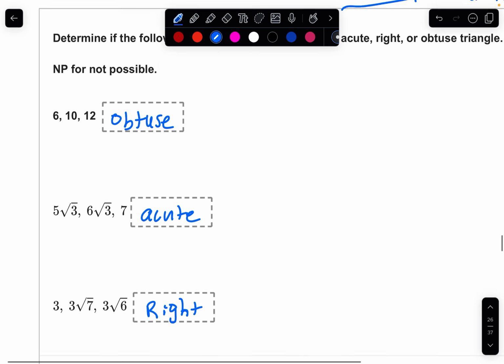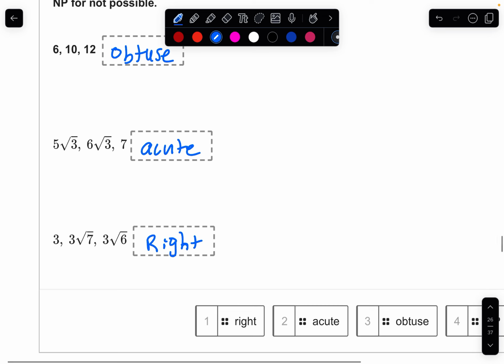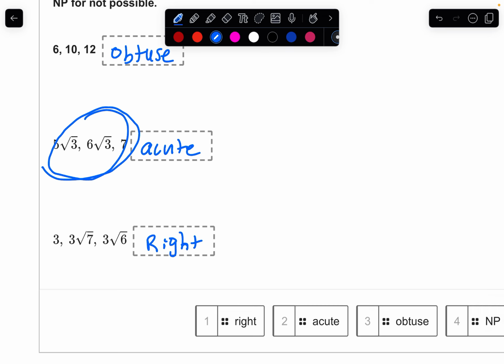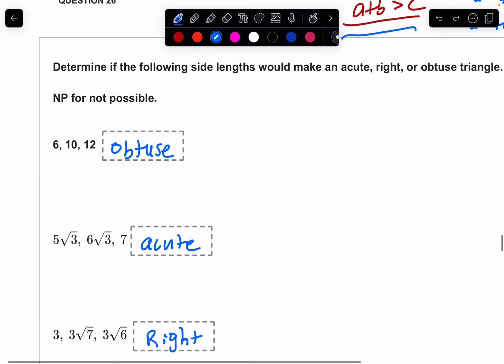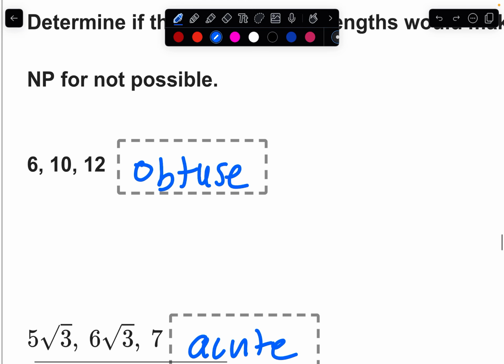Now I told you on the quiz in our class, if it has irrational numbers, I won't make you check those. Those will work every time. But if they have all whole numbers, you do need to check them to see if it's even a triangle. So our first check is 6 plus 10 is 16. Is that enough to reach? Yes, it is a triangle.